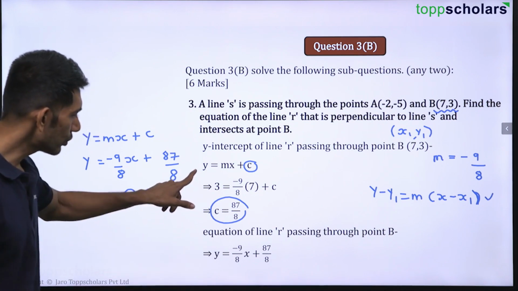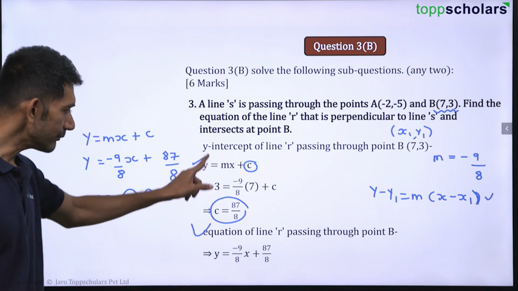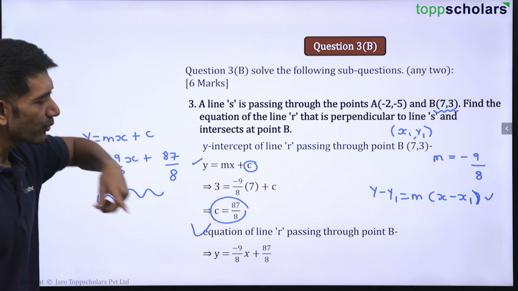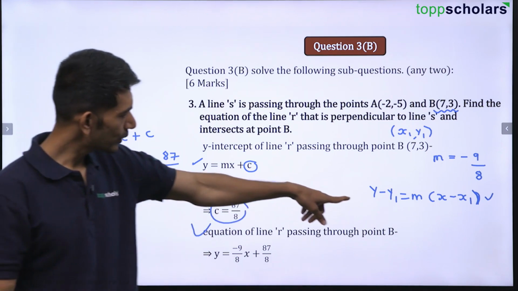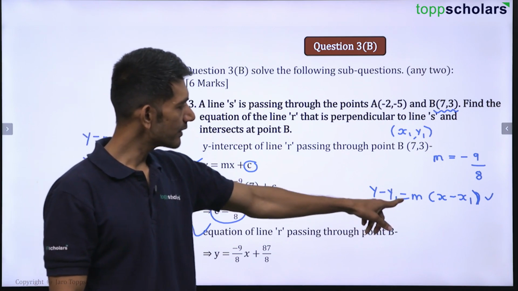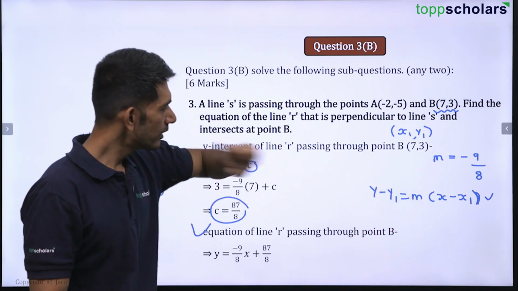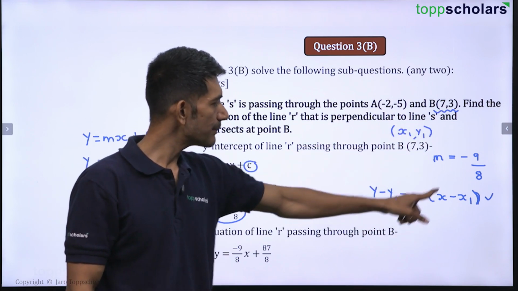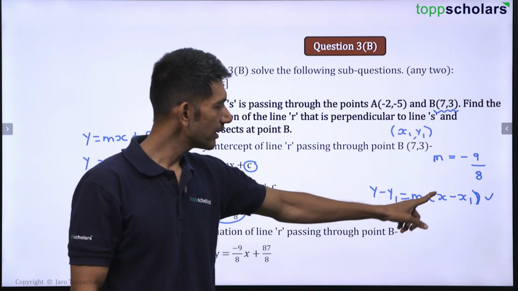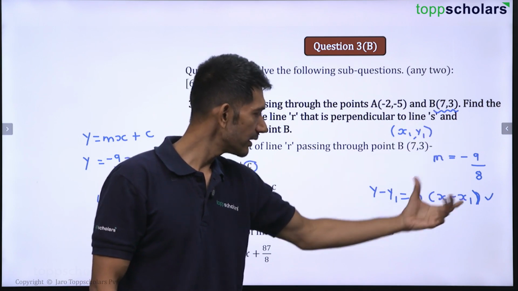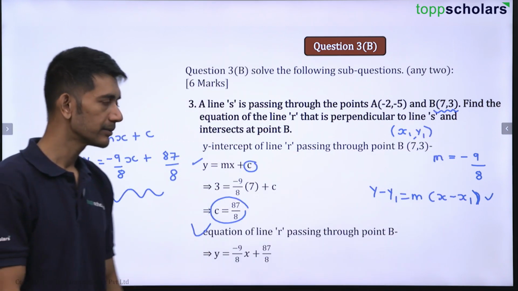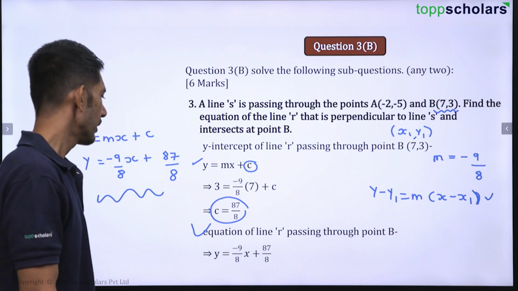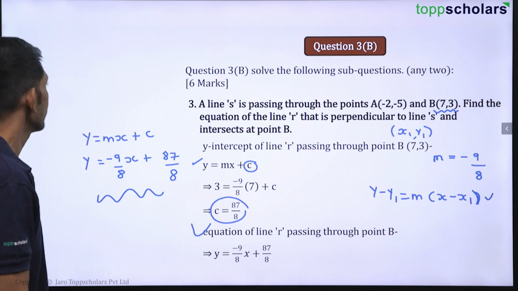If you want to not do it 2 times, this is what you need to do. Here you need to do it 2 times. If you want to do it at one stretch, you take this. Y minus y1 is equal to m x minus x1. So y minus y1 is what? 3 is equal to m. M is what? Minus 9 by 8. X minus x1 is what? 7. If you solve this, you're going to get this only. So it doesn't matter, right? Okay, perfect. Let's continue further.